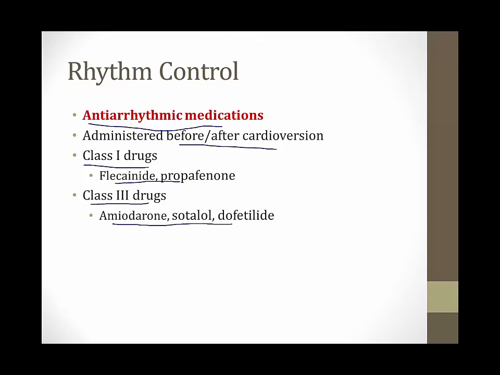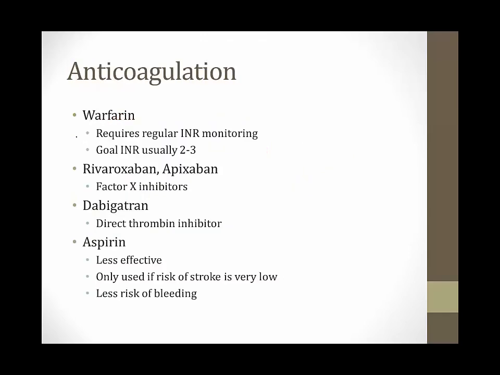I talk about the mechanism of action of these drugs in the antiarrhythmic module, but for our purposes here, you should just be aware that these are often administered before and after cardioversion because they reduce the risk that the patient will convert back into atrial fibrillation after we restore sinus rhythm. The third arm of treatment for patients with atrial fibrillation is anticoagulation. These drugs are administered in order to reduce the risk of thrombus formation and stroke.